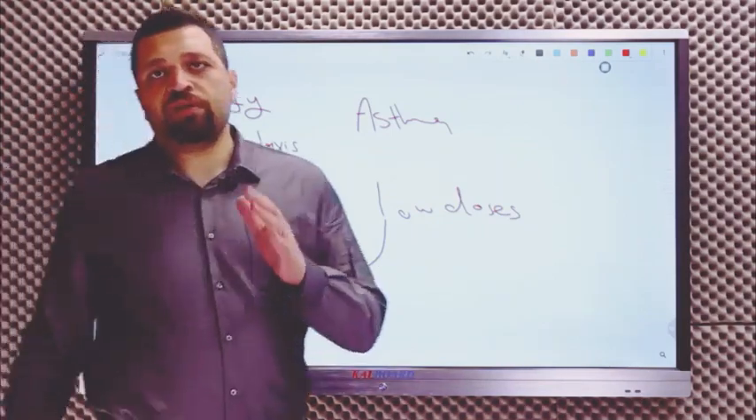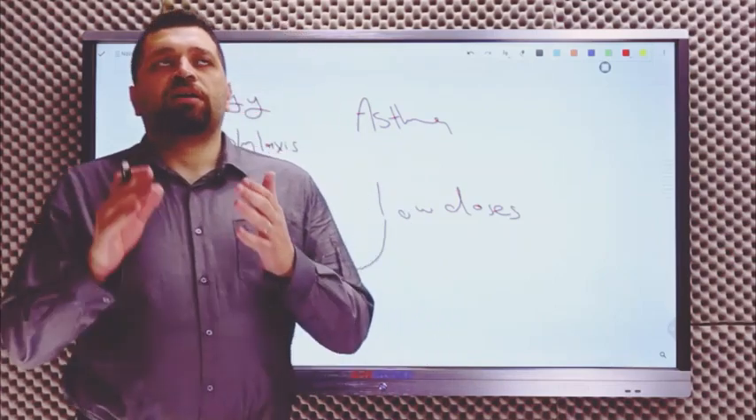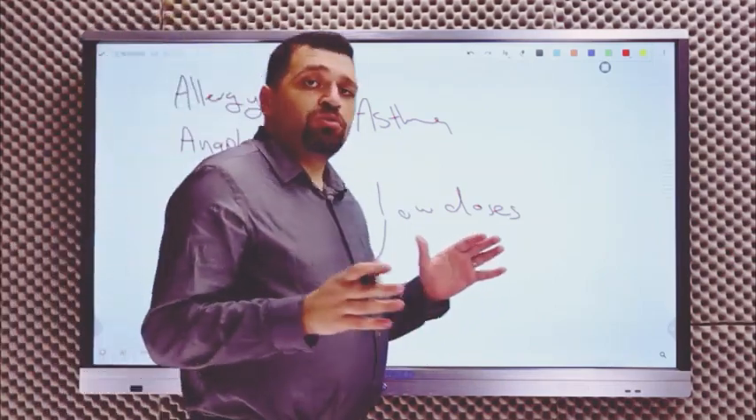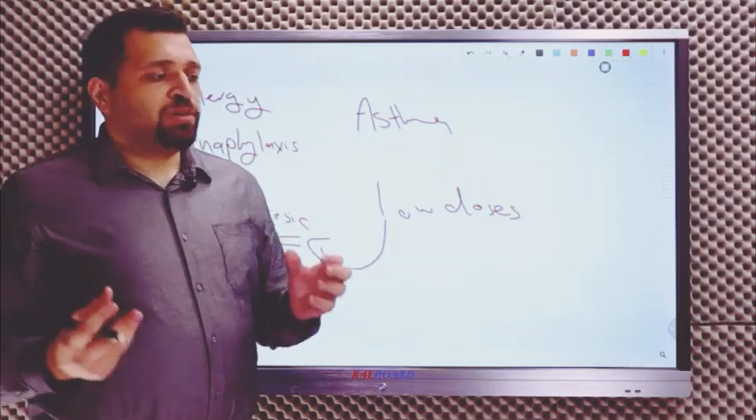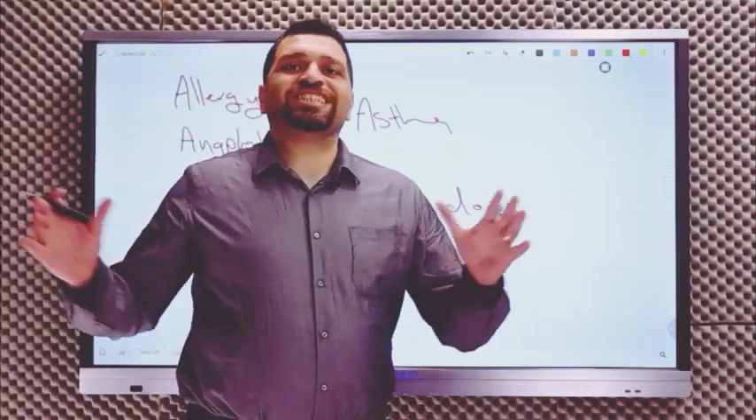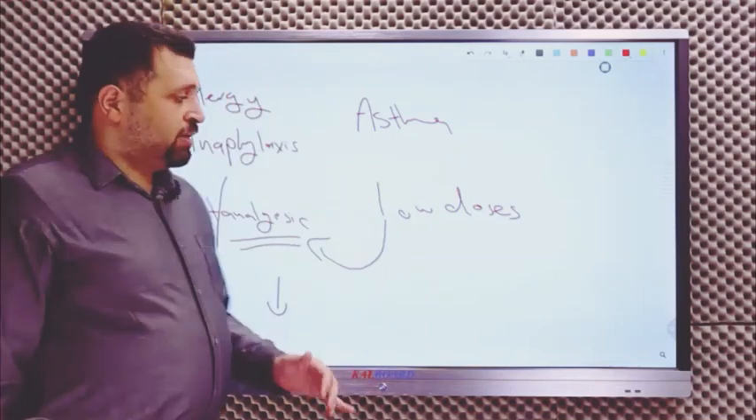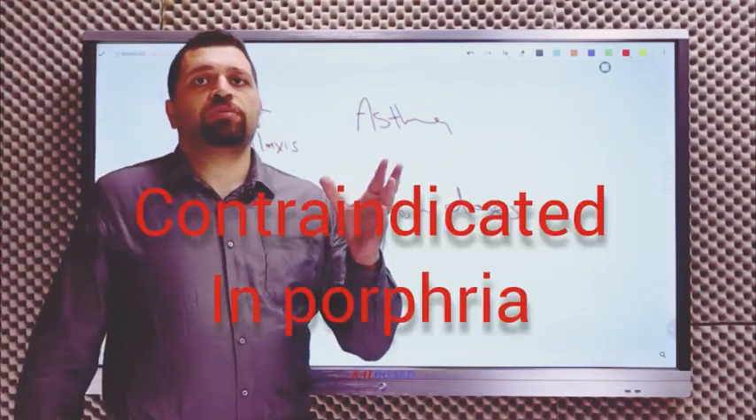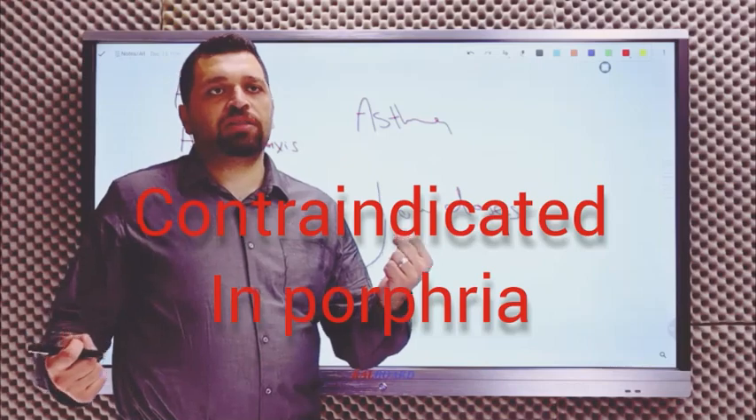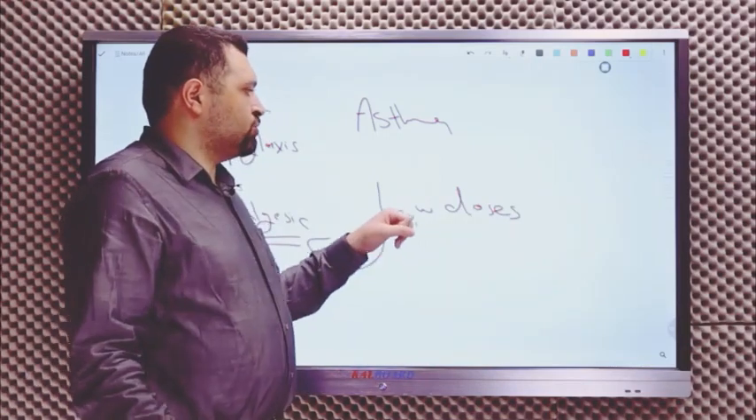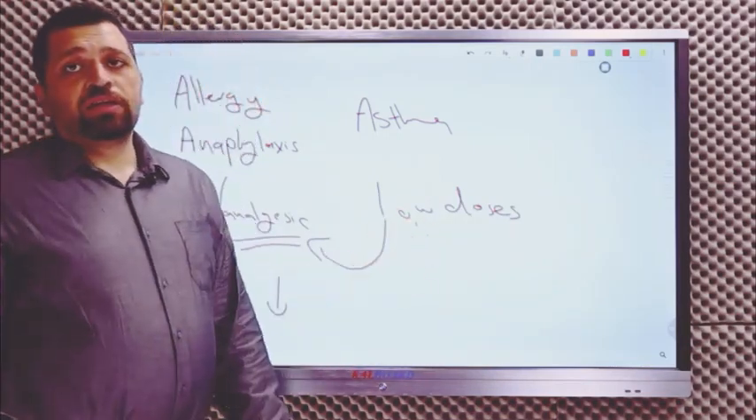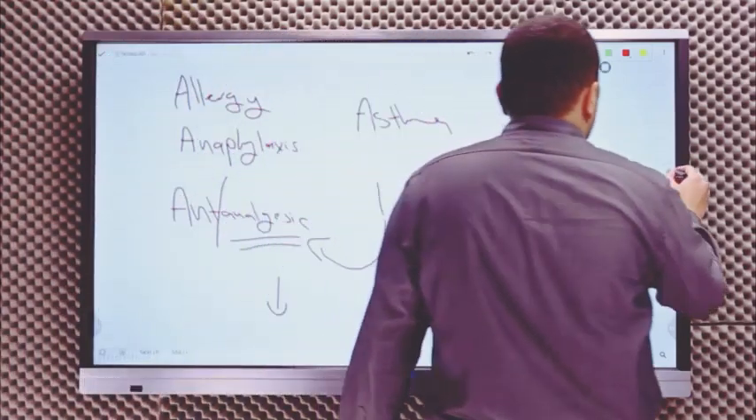Each person has a threshold. Some people can hold a lot of pain without complaining. Some people with a little amount of pain start shouting. So this is called the threshold of pain. Even those people who can withstand pain can't do so with low doses of thiopental.